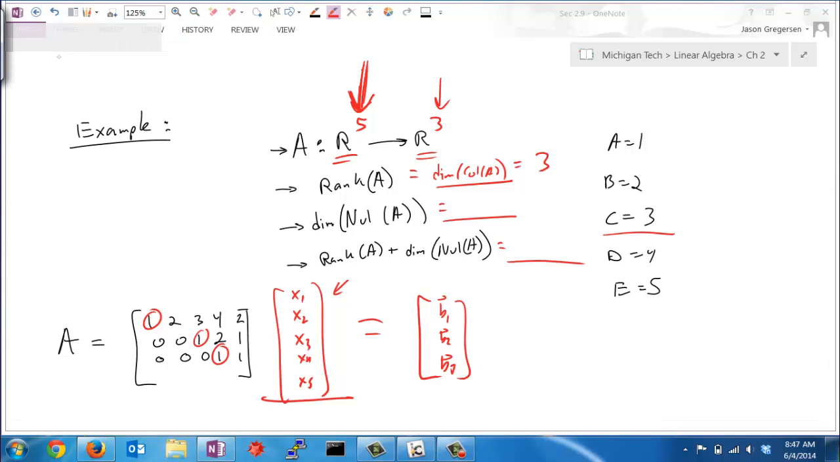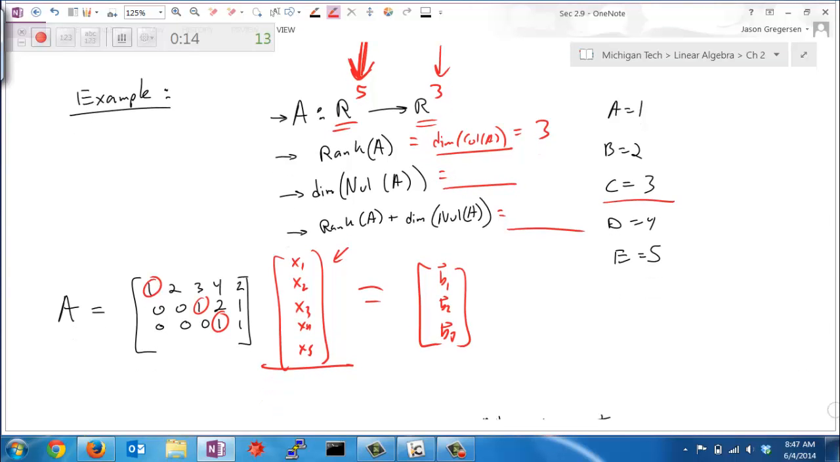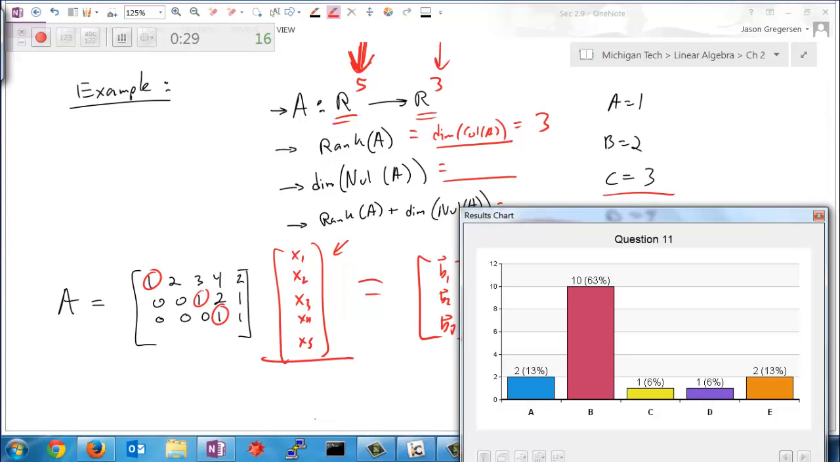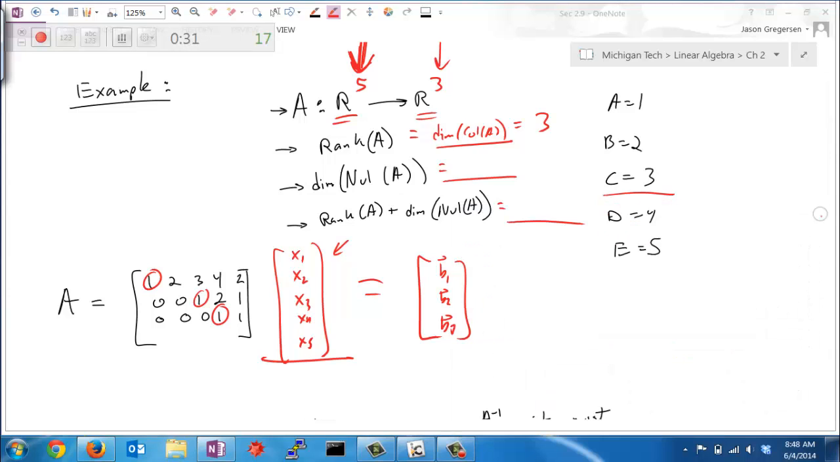3 basis vectors here. All right, stop that one. We'll go to the dimensions of the null space. What are the dimensions of the null space? Two. 2 is correct.